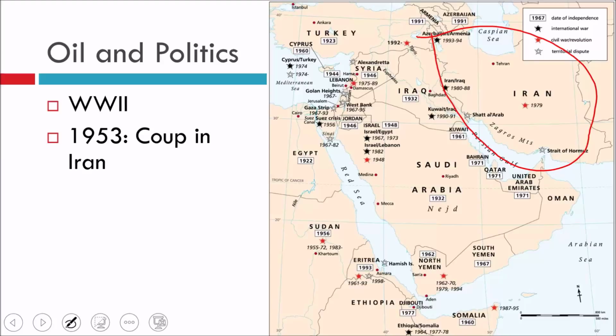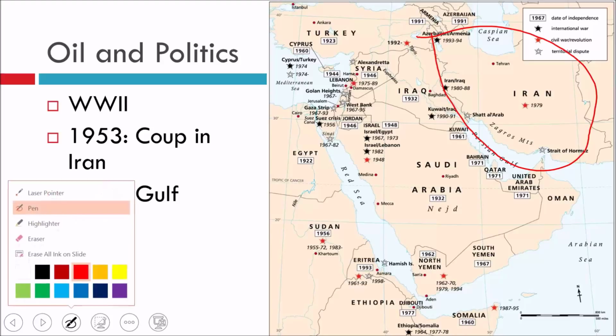And this is an example of Britain and the United States changing the government of a country in order to maintain oil profits in the Middle East. So the third example is the 1990 Gulf War.